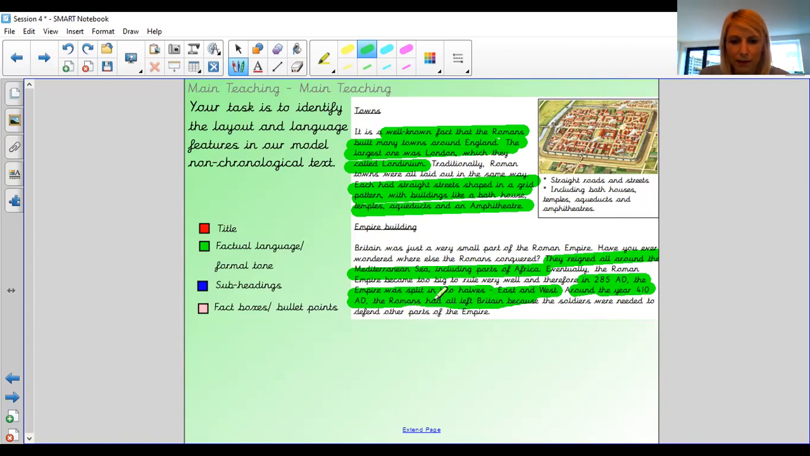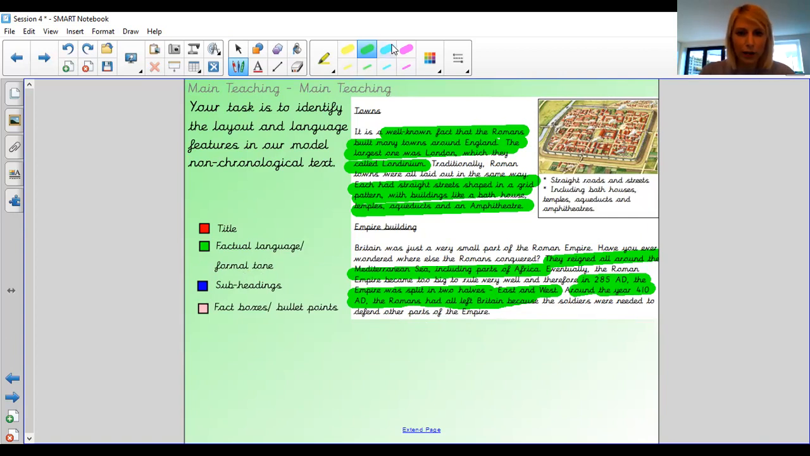I'm just going to leave it there, I think. Let's just go back to the beginning. Did I miss any bit here? So Britain was just a very small part of the Roman Empire. I'd say that's a bit more descriptive there. Yeah, so I think I'm happy with my highlighting for factual information there and formal tone.